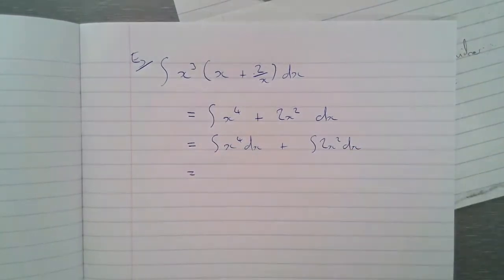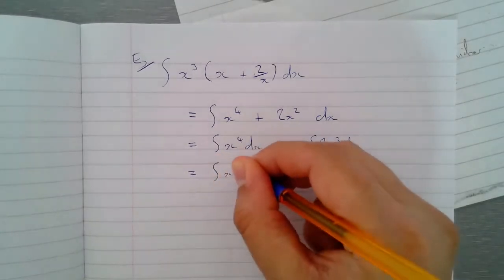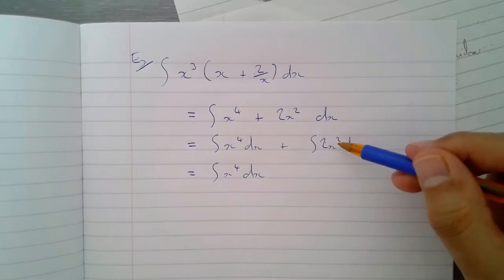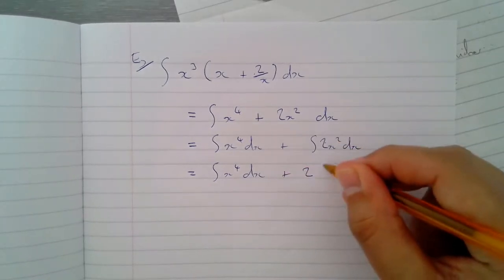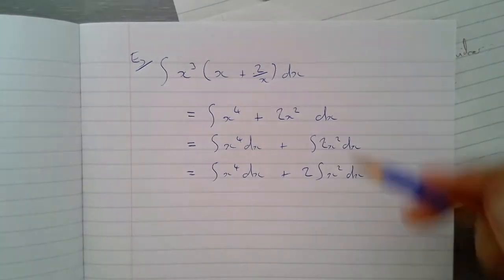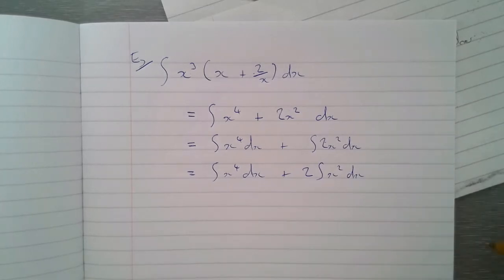And looking at this second one, if I've got a constant times my x squared, that's the same as taking the 2 outside and doing the integral. So once I've done this, I've got this down into the easiest way ever to integrate. I've only got really simple things inside.